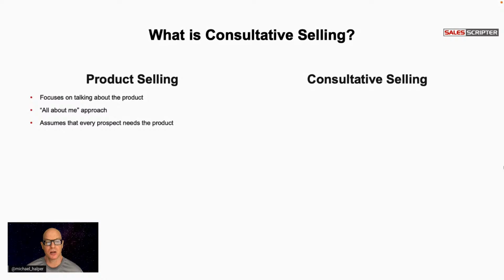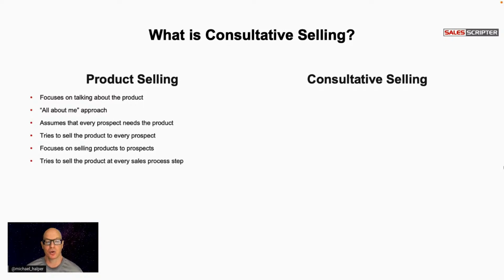The product selling salesperson will assume that every prospect they're talking to and engaging with needs the product that they sell, and they will try to talk that prospect into wanting what they sell. With that, they try to sell the product to every prospect, and they try to sell the product at every sales process step. So every time they're engaging with a prospect, they're trying to validate, this is what I sell. Do you need what I sell?